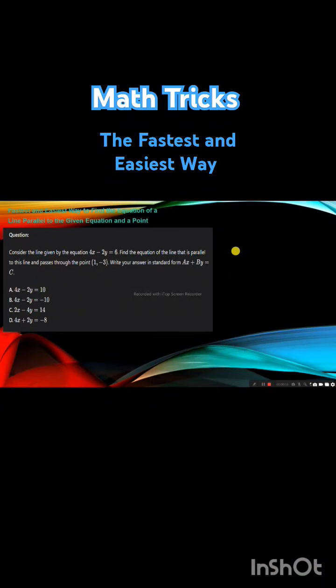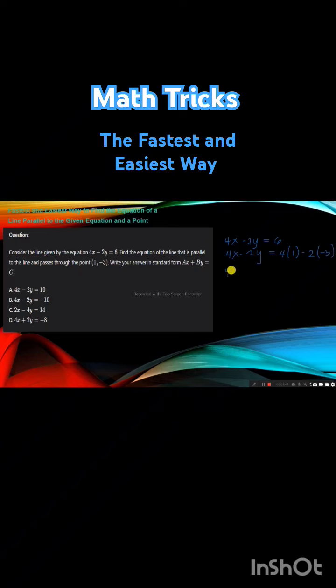To solve this problem quickly, we are not going to convert this equation into the slope-intercept form to find the slope. Rather, we are just going to write the equation, which is 4x minus 2y equals 6. So we are going to copy the left side of the equation and then equals 4 multiplied by the x coordinate, which is 1, copy the sign, minus 2 multiplied by the y coordinate.